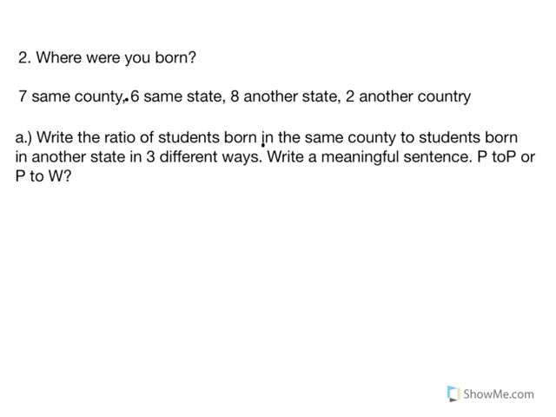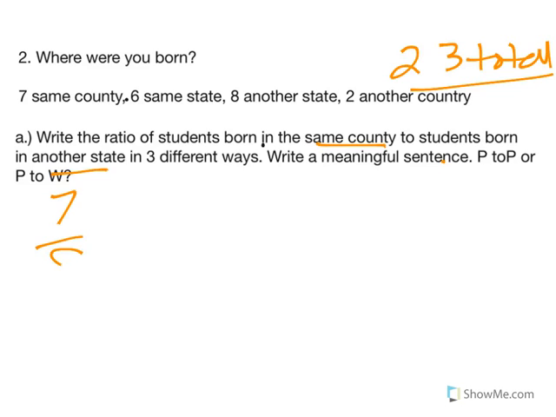All right, now in number 2, again, we needed some data, and since we didn't have a class, I made it up. So 7 people were born in the same county, 6 in the same state but elsewhere, 8 were in another state, and then 2 in another country. So if you'll notice, that gives us 23 total. So that's how many students we're playing with in this example. So we want to write the ratio of students born in the same county to students born in another state. Okay, so same county is 7, and then another state is 8. So there's one way, 7 to 8, there's another way, or 7:8, there's a third way.